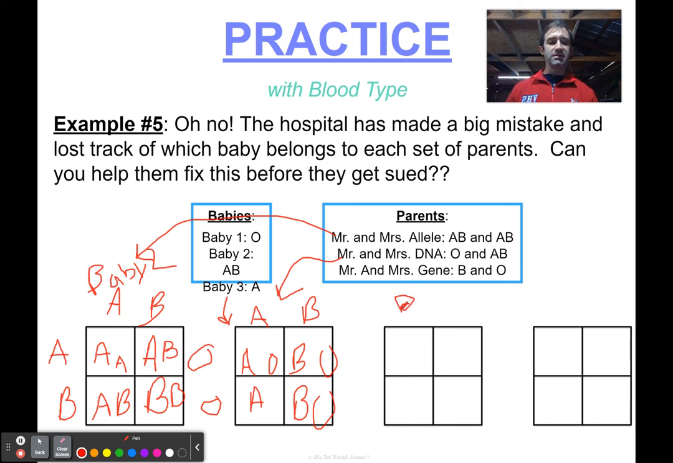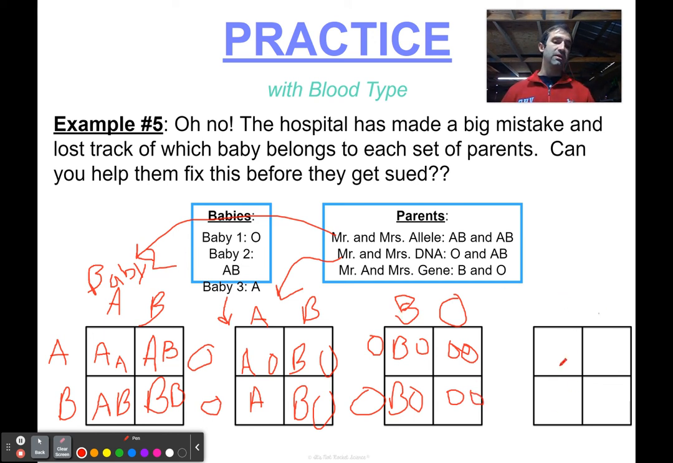What we know already, guys, is that this person could be BB, but they could also be BO. And we know that this person down here, if they have blood type O, has to be OO. That's the only way you can be O. So BO, OO, there it is. There's baby: BO and OO. And the reason you have another Punnett square is you could do it as BB. But if you do it as BB, you're not going to get any blood type O's. You're just going to get BO, BO, BO, BO. So it's all blood type B. That wouldn't work. So baby one belongs to Mr. and Mrs. Gene.